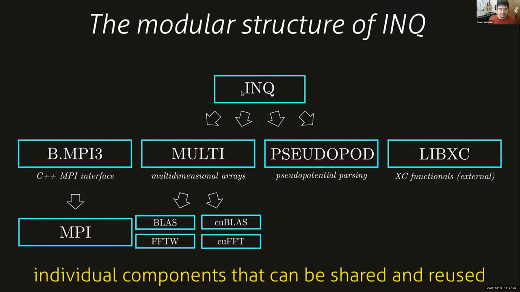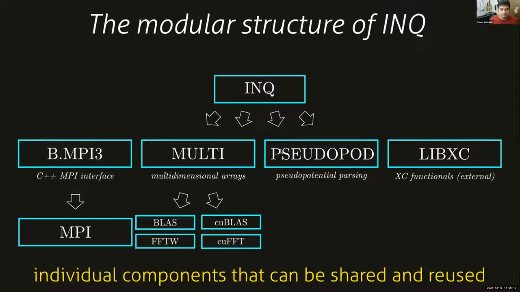So INQ is the code that does the DFT simulations, and it's built on top of other libraries that we develop or we use externally. For example, we have a library for a C++ MPI interface. And also we have a library called Multi for multidimensional arrays. That does all the part of abstracting the arrays and also abstracting operations like linear algebra or fast Fourier transforms. And this is something that I think Alfredo Correa will talk about today in the afternoon, so you can find more information about this in his talk.